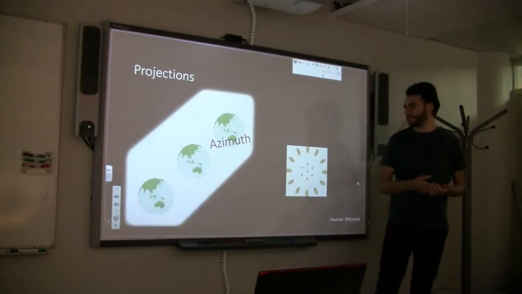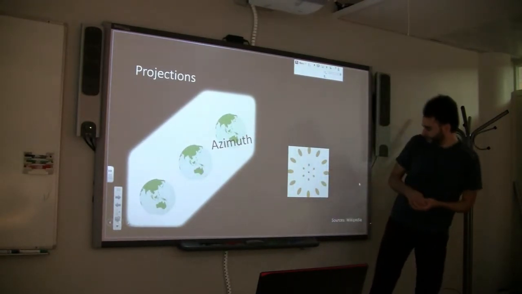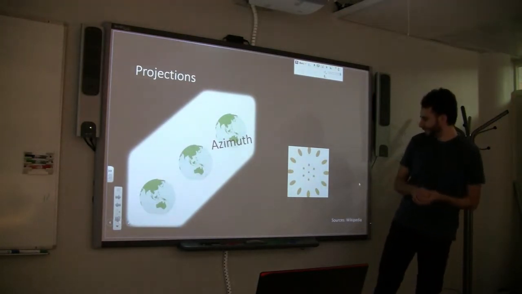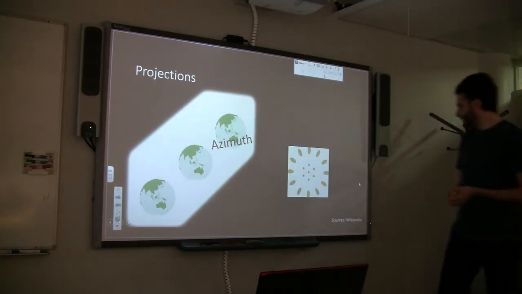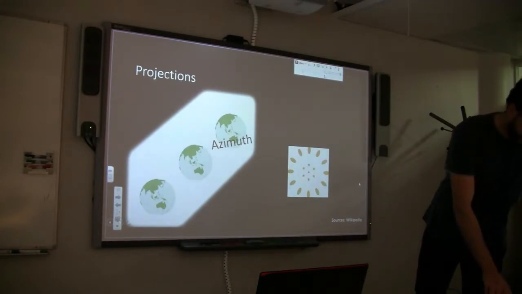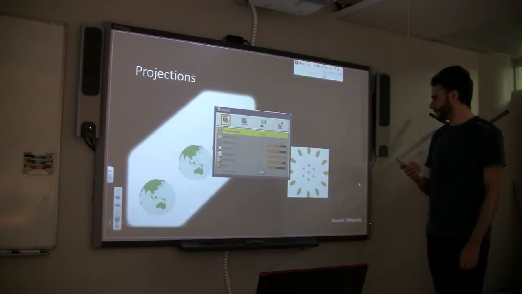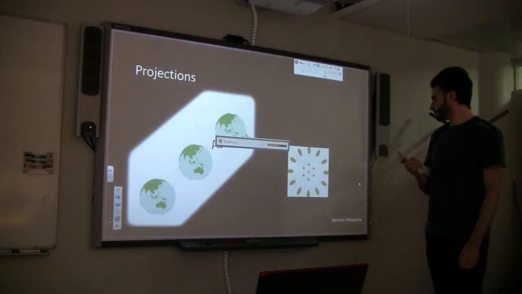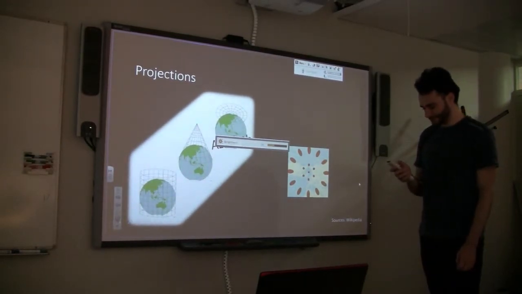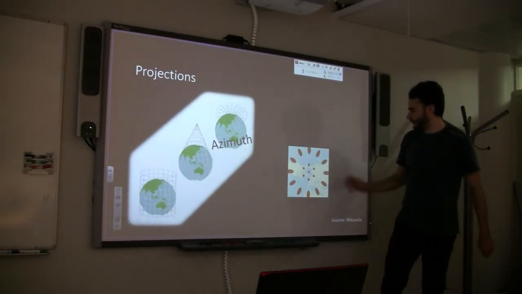For example, there is something called an azimuthal projection. It looks like this. It's not very visible here, unfortunately. Let's see if we can adjust this video. Oh, that helps. Okay, so it looks a bit like that.